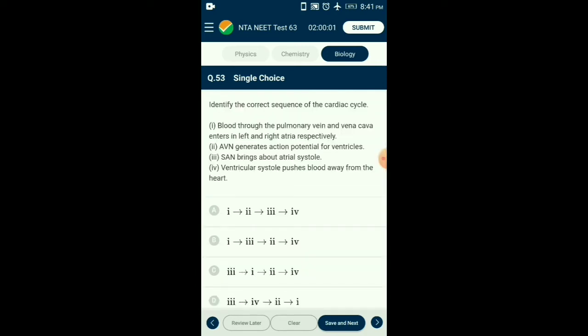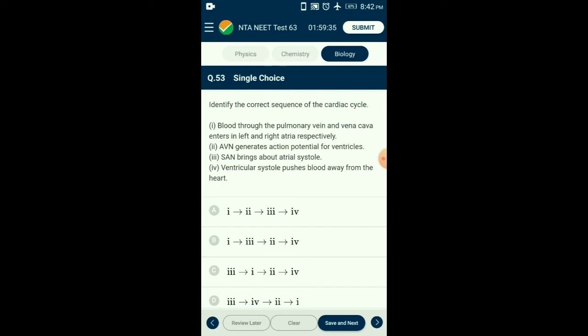Question number 53. Identify the correct sequence of the cardiac cycle. Here 4 sequences are given. Blood through the pulmonary vein and vena cava enters the left and right atria respectively, and then atrial systole begins due to stimulation provided by the sinoatrial node.